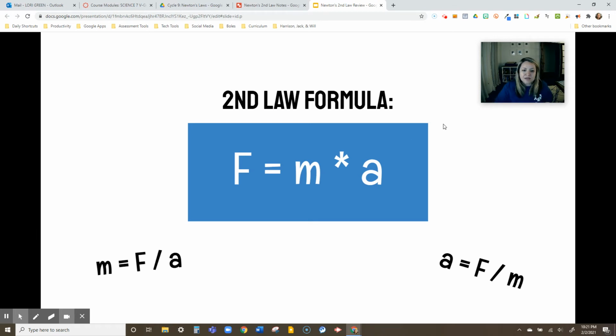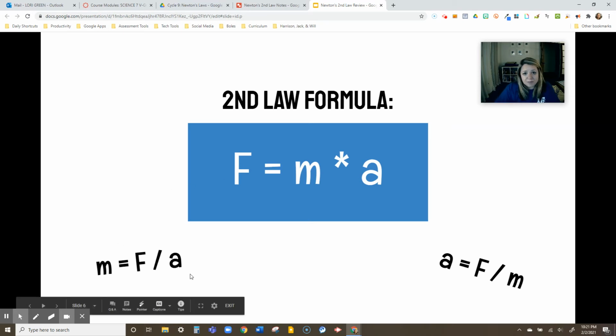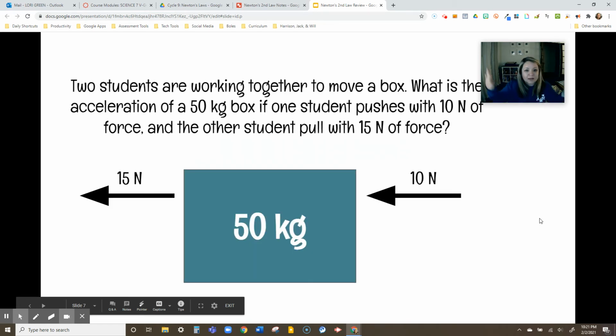So Newton's second law has this formula: force equals mass times acceleration. And with some rearranging of the variables, we can also get two additional formulas out of this: mass equals force divided by acceleration, and acceleration equals force divided by mass. So I have one sample problem, and then we're done.